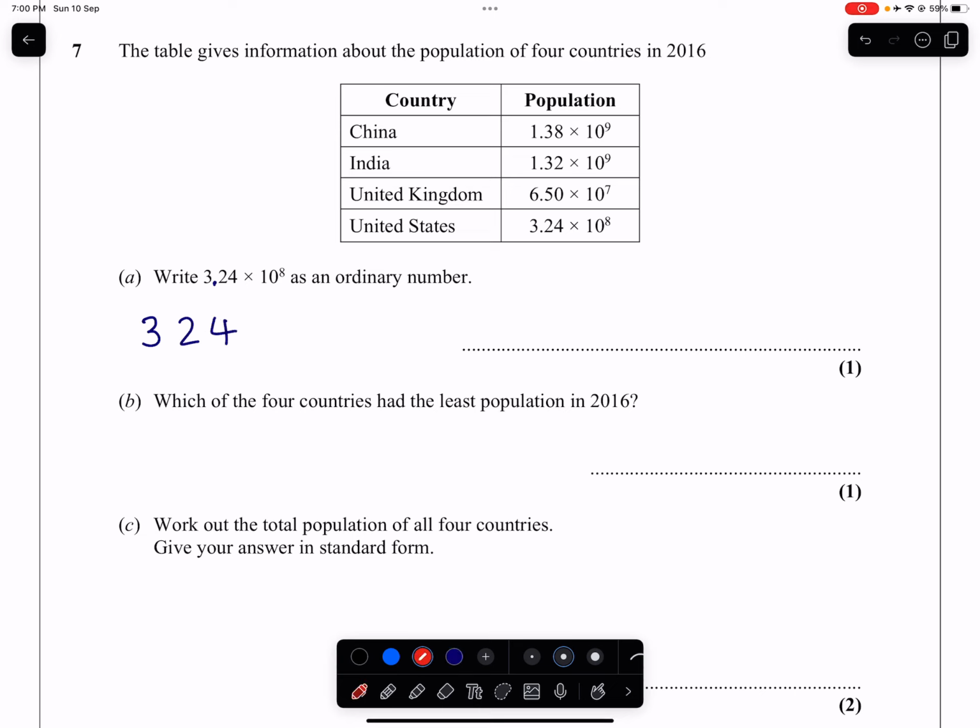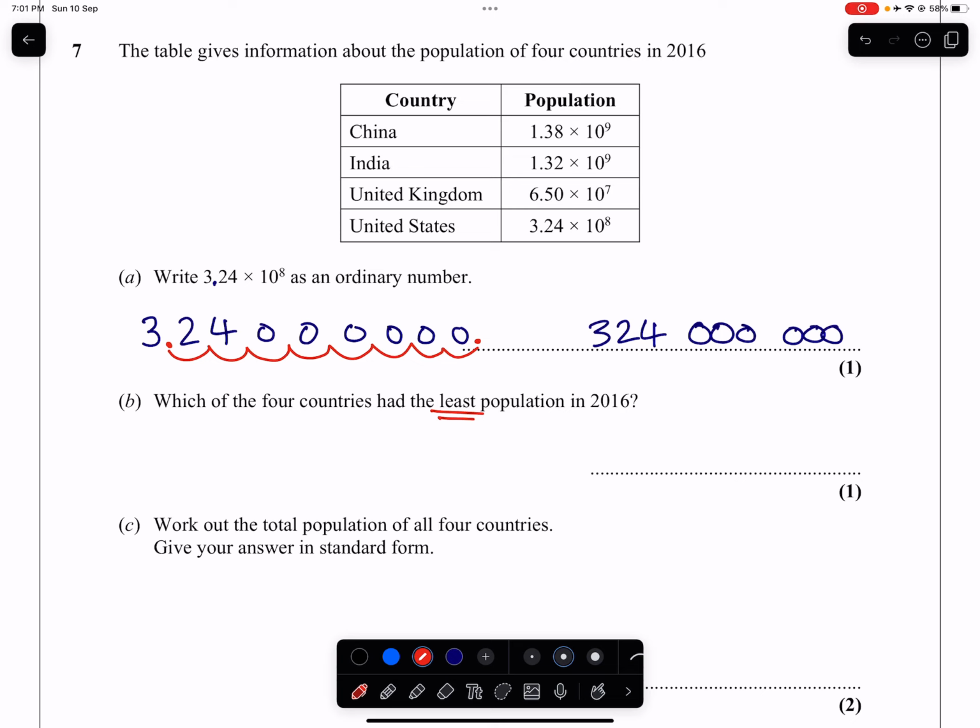So I do that by taking that point here and jumping 8 places, 2, 3, 4, 5, 6, 7, 8. So our point's going to go there. We then fill in the gaps with zeros, giving us a final answer of 324,000,000, or 324 million. Part B, which of the 4 countries had the least population in 2016?